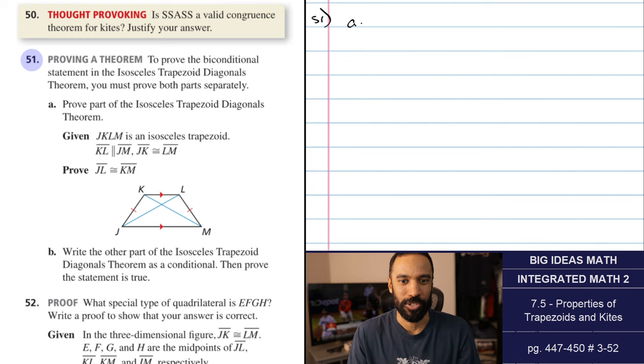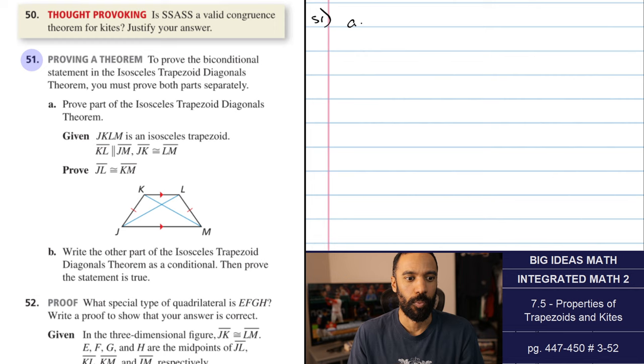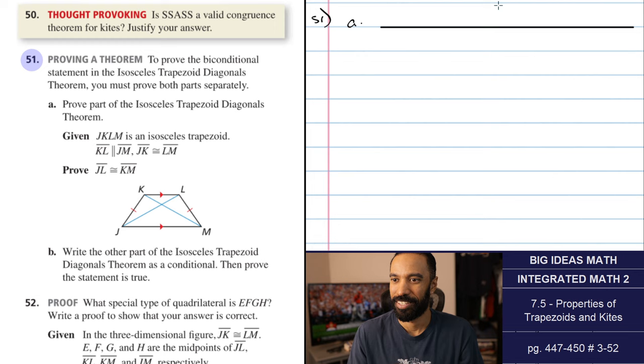All right, let's see here. What do we have? It's an isosceles trapezoid, so let's do, all right, statements.